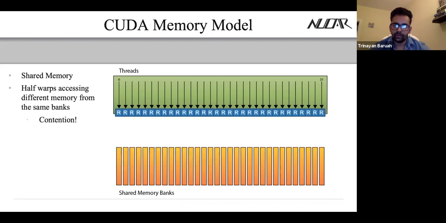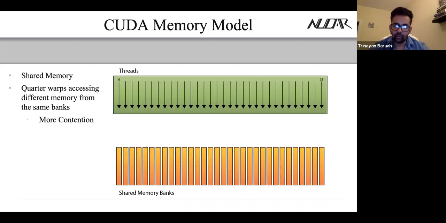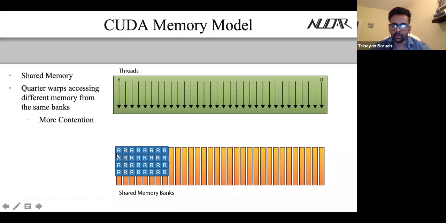So again, now it gets worse, right? Now you have all 4 different threads accessing the same bank. You can think of it that way. And now there's more contention, so this now even takes longer.